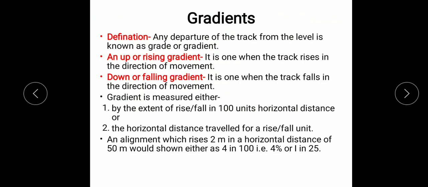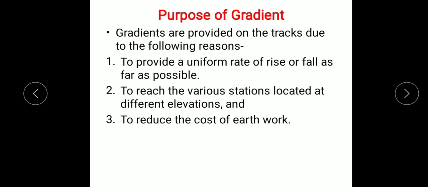Basically the gradient is measured either by the extent of rise or fall in 100 units of horizontal distance, or the horizontal distance travelled for a rise or fall of one unit. The example of this gradient is an alignment which rises 2 meters in a horizontal distance of 50 meters would be shown either as 4 in 100, that is 4%, or 1 in 25.